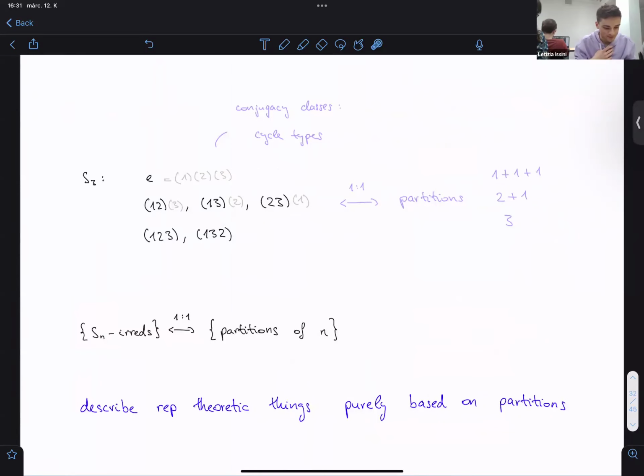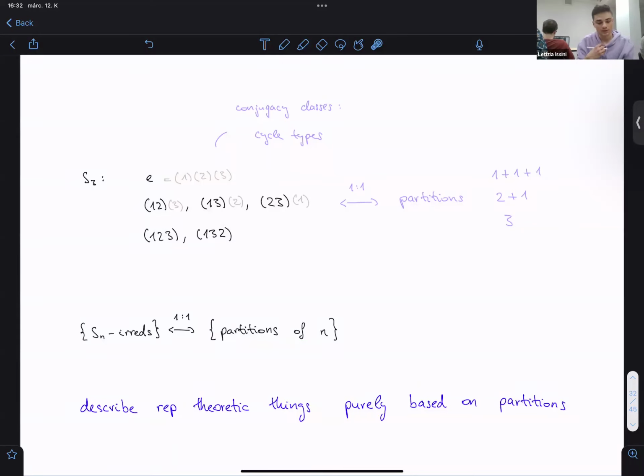So, for example, for S3, the conjugacy classes are here. They're classified by cycle type. So we have the neutral element, we have transpositions, and we have 3-cycles. And if we write the cycle types in a way that also displays 1-cycles, we see that there's a bijection from conjugacy classes to partitions of 3, so 1 plus 1 plus 1, 2 plus 1, and 3. And this holds in general for any symmetric group Sn. So irreducible representations of Sn correspond to partitions of n.